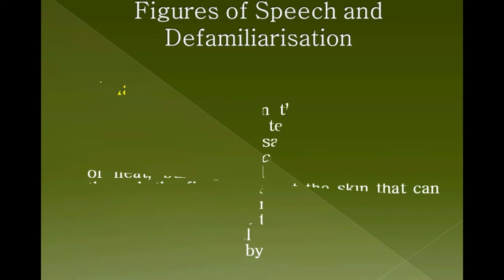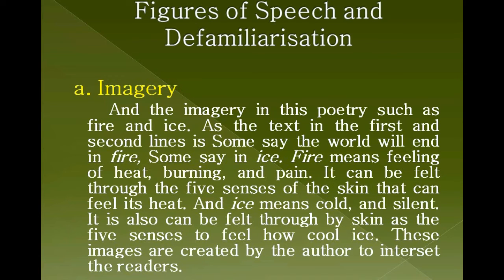And the third is figures of speech and defamiliarization. First is imagery. The imagery in this poem is fire and ice. Fire means the feeling of heat, burning, and pain. It can be felt through the five senses, as the skin can feel its heat. And ice means cold and silent. It can also be felt through the skin, as the five senses feel how cold ice is. These images are created by the author to interest the readers.